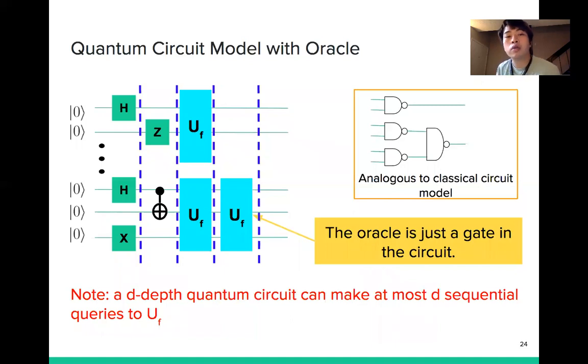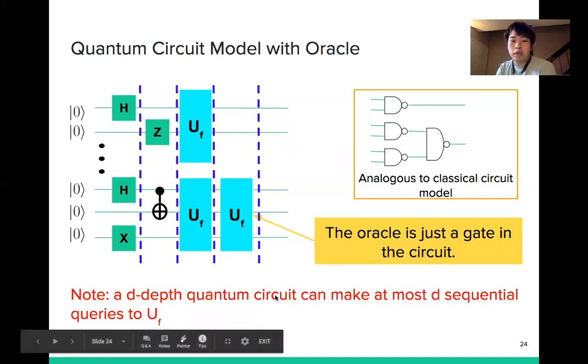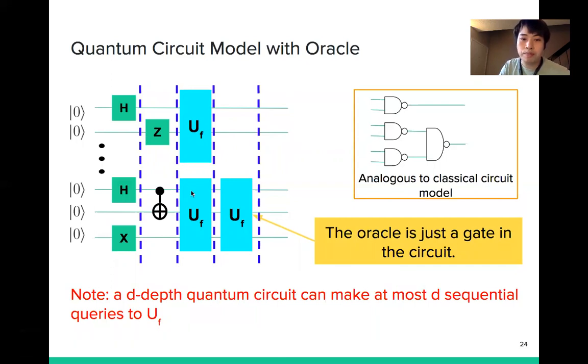And how do we think about the Oracle in the quantum circuit model? You can just think of the Oracle as a gate, which only costs one step. For example, in a d-depth quantum circuit, you can make at most d sequential queries to U_f. You only have d layers, so you can only make d sequential queries. But in each layer, you can make polynomially many parallel queries to U_f. You can just view the Oracle as a gate in the circuit.